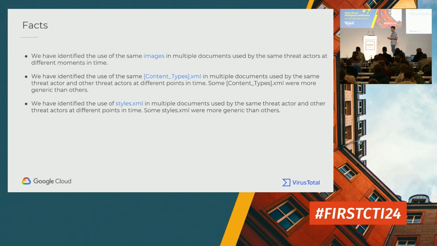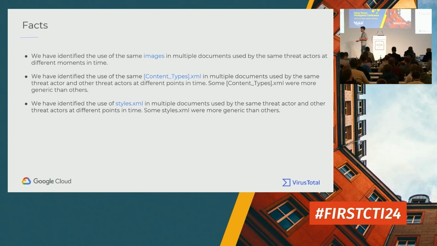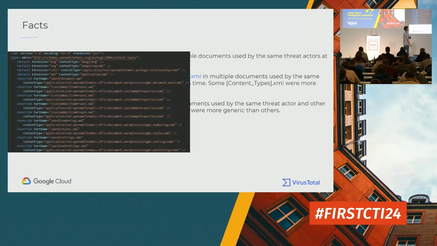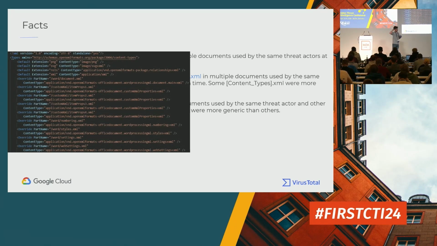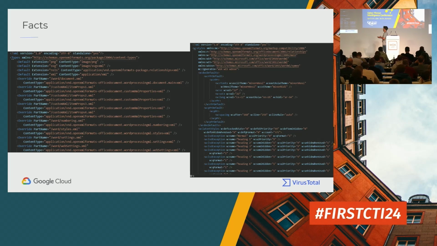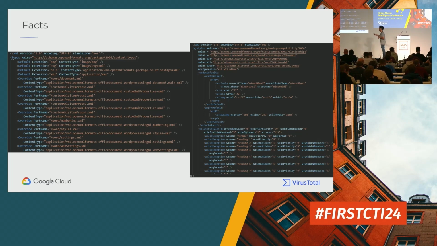But as I said before, some styles and content types are quite generic and are not good at all to track and identify new operations because they could be used by legitimate documents at the end, as they are quite generic. So this is just an example of a content types file that you can see if you unzip a Word document that you have on your computer. You are going to see something similar to this. And the styles will look like this one. It's defining the different headings and paragraphs that you are going to use in your Word document.